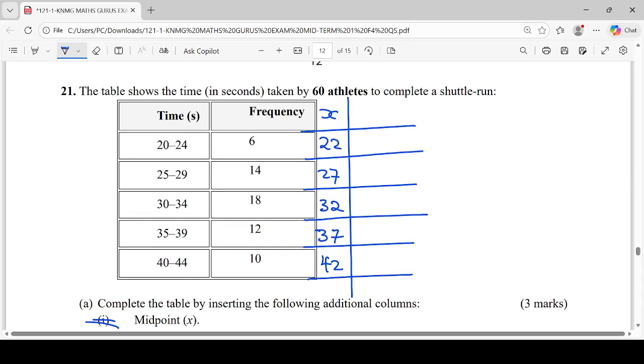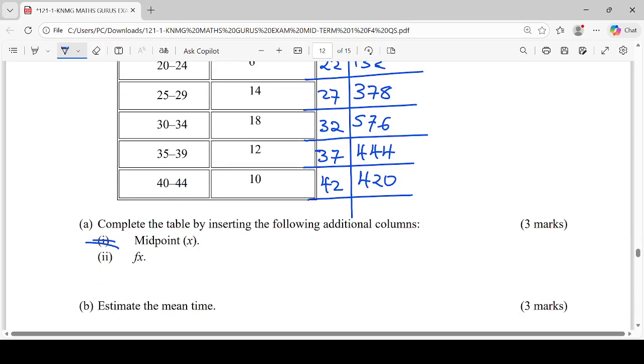Then fx. fx means f times x. So I'm going to take 6 times 22, that is 132. 14 times 27, that is 378. 18 times 32, 576. 12 times 37, 444. 10 times 42, that is 420. Just imagine doing like that. You've gotten your 3 marks.